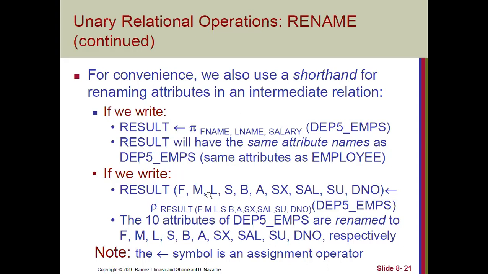Or we can write here, and now the attribute names are changed. Here you change the attributes to F, M, L, S, B, A, S, X, S, A, L, S, U, D, N, O. So you can also change the attributes. But remember, whenever you change the names of attributes, one thing is very important: you must have the same number of attributes in that relation. Let's suppose in this relation you have 5 attributes, then you have to have 5 renamed attributes here. You cannot write 4 attributes or 3 attributes. It is something like an alias, because we are just changing that name for a little purpose, not permanently, to use for an expression.